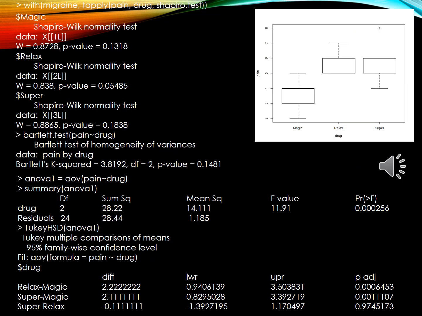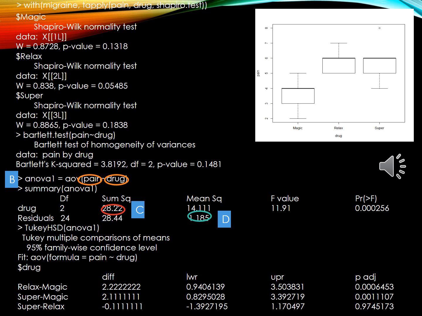Part B was to circle and mark the response and explanatory variable within the ANOVA command. Part C was the sum of squares between treatment. Part D was the mean squares within treatment. You were then asked why the degrees of freedom for the residual was 24. Well, in the question you were told there are 27 subjects. You know that there are 3 different drugs being tested. So 27 minus 3 equals 24 degrees of freedom for the residuals.